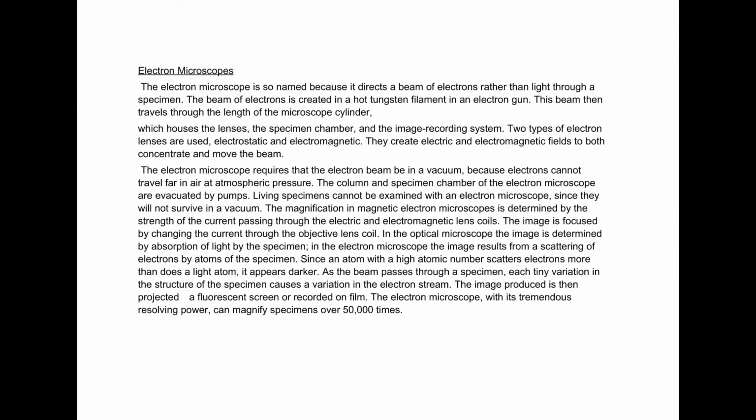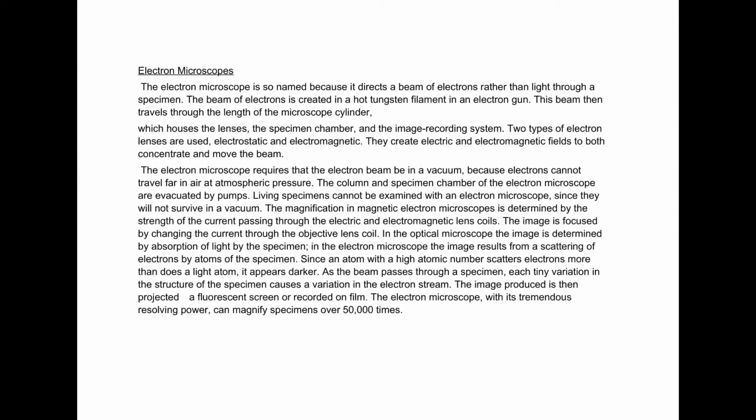The beam of electrons is created in a hot tungsten filament in an electron gun. This beam then travels through the length of the microscope cylinder, which houses the lenses, the specimen chamber, and the image recording system. Two types of electron lenses are used: electrostatic and electromagnetic. They create electric and electromagnetic fields to both concentrate and move the beam.